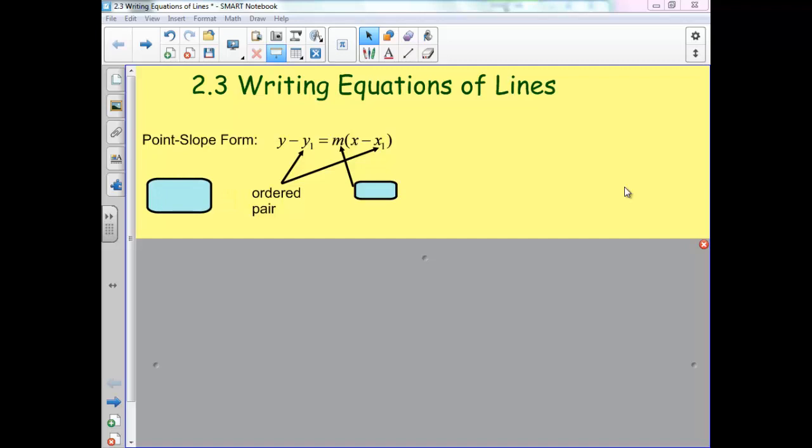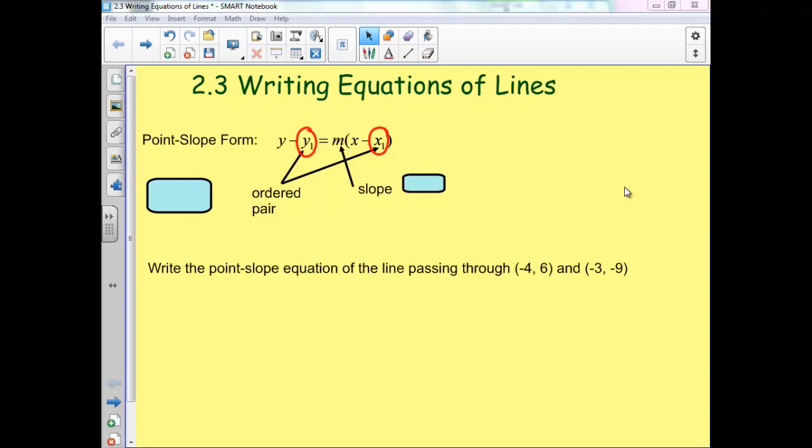So when you have your ordered pair, we are substituting in your y value here, x value here. And from our last section, section 2, m is our slope. So we're going to use this equation to write equations of lines that pass through some points. So first off, notice it's called point-slope. That's because we need a point, we need a slope.